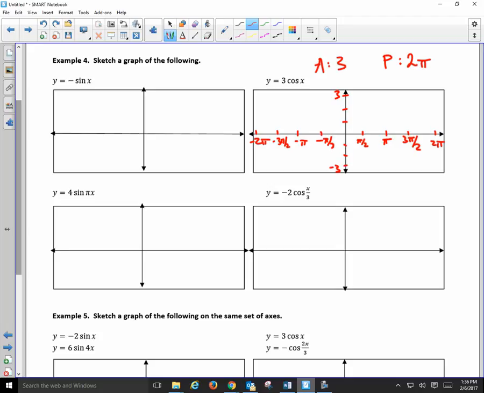Okay, where should I start? Positive 3. Why? Because it's a cosine graph. Will the graph go up or down from there? It will go down. And then after that, it will bottom out. Where does it go after it bottoms out? Back up to 0, and then to positive 3.